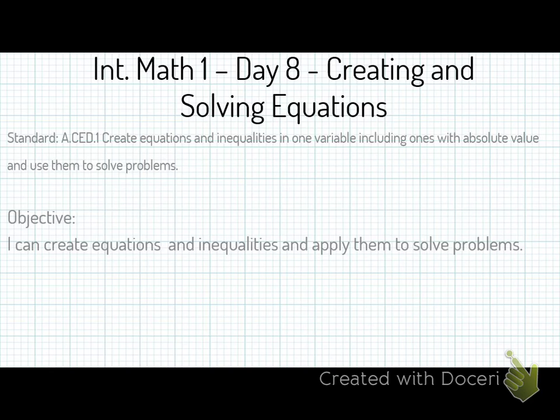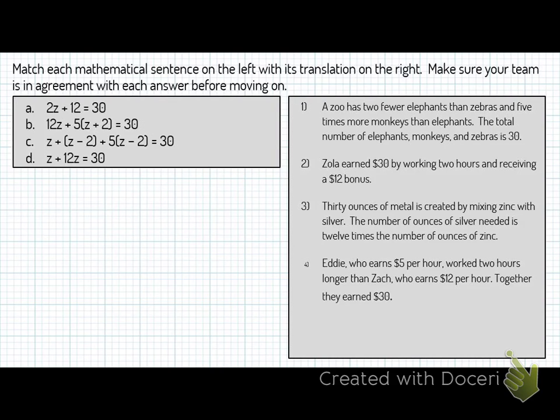Let's all read the objective out loud. I can... and apply them to solve problems. Okay, good. So that's what we're looking at today. That's your standard. This is hard, but that's what we started talking about, math words. Remember the math words: adding, subtracting, multiplying, dividing, learning all the properties and such. So it's going to take some time.